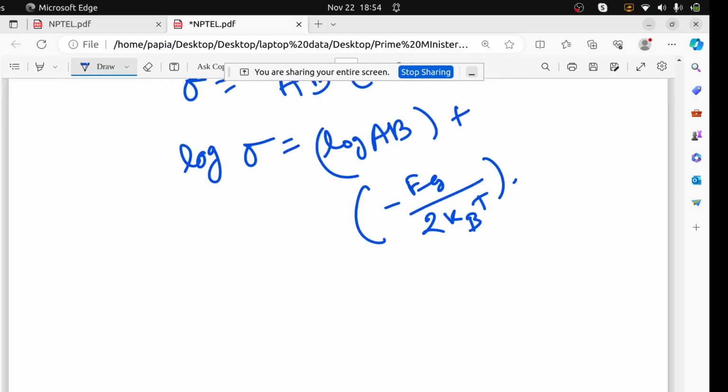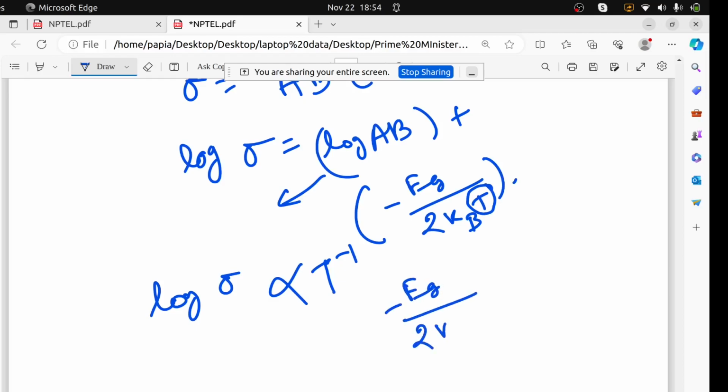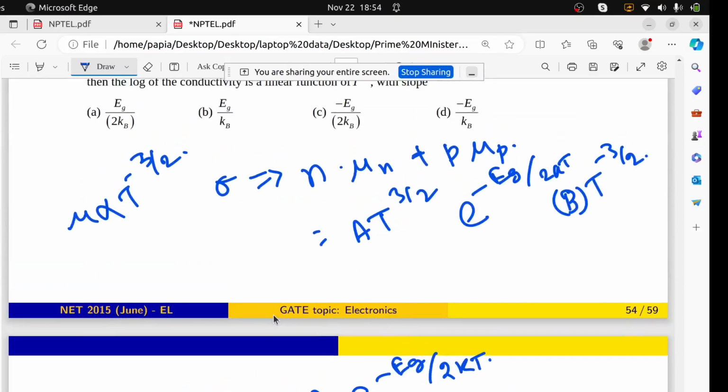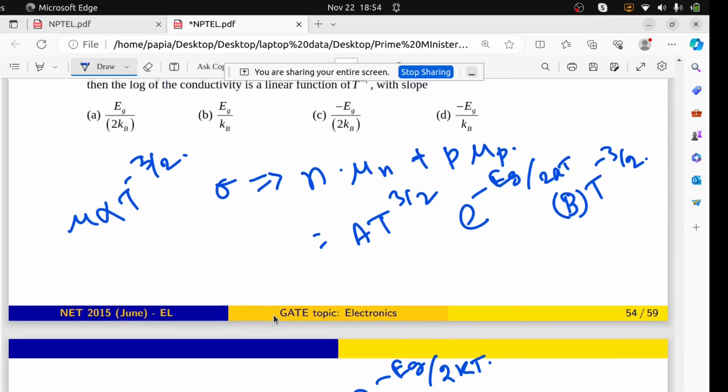So now you can see here, this is nothing but a constant value, and they have already told that log of sigma is a function of T to the power minus 1, and yes, it is the correct one, because you can see that T is in the denominator. So I can have the slope here as minus Eg by 2 kB. Okay, so the correct answer will be the C one, whatever it is given here.